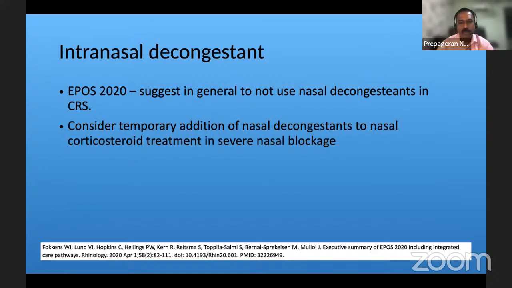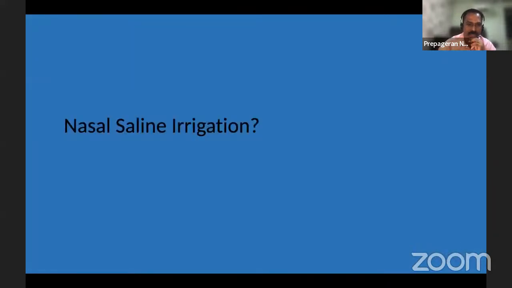So I think all of us will agree that intranasal decongestant, the only role it's got is just symptomatic relief. Do not use it for more than 5 days and only use it for a very short period, maybe immediate post-surgery, but it's got no other therapeutic value as such.